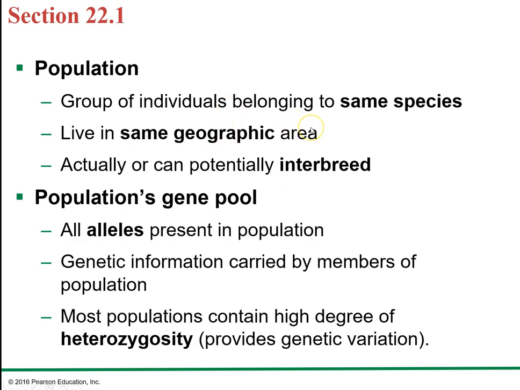And so as I said, if you talk about a population, it is a group of individuals belonging to the same species. They all live in the same geographic area. It says they actually or can potentially interbreed. So bottom line is they can interbreed with each other because they are the same species.